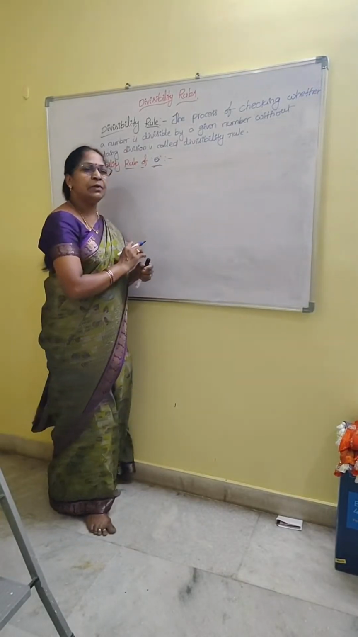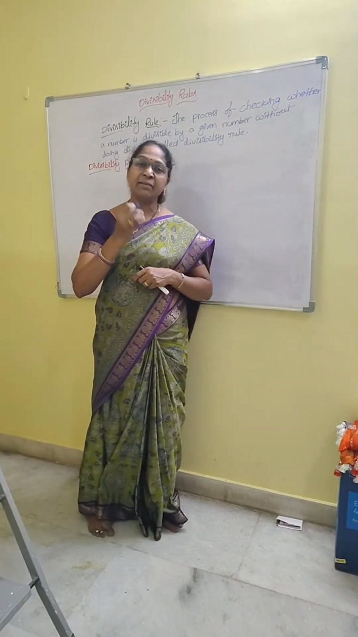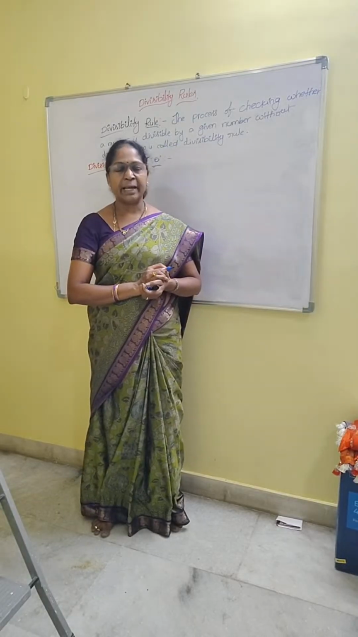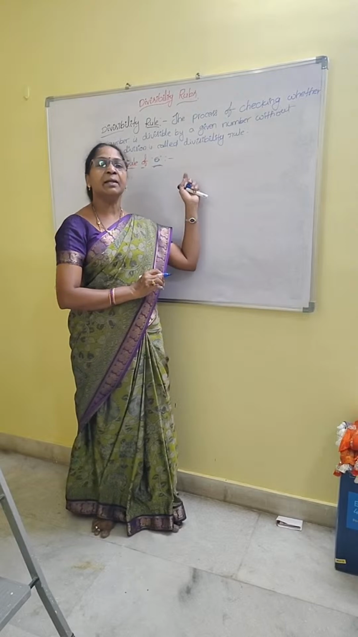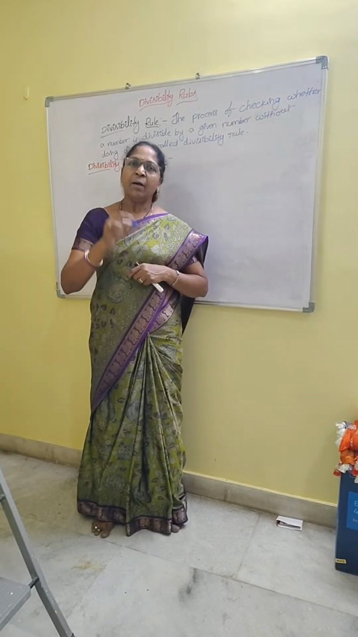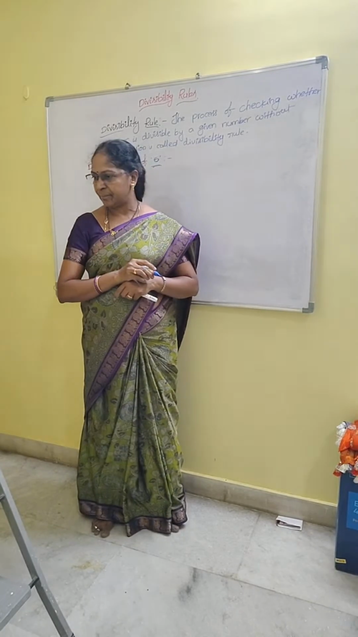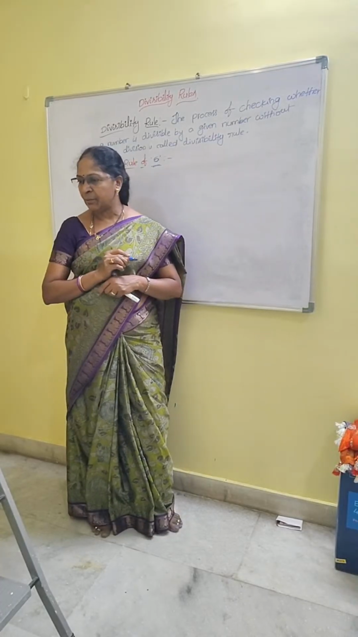So the sixth divisibility rule. What is the divisibility rule of 6? A number is divisible by 6 if the given number is divisible by both 2 and 3. That is the divisibility rule of 6.